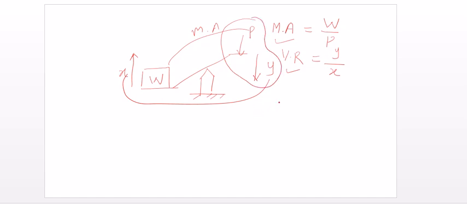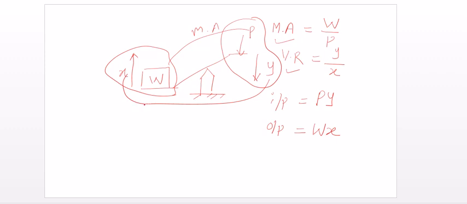Third is the input, which is the product of the effort and the distance moved by the effort. Second is the output, which is the product of the load to be lifted and the distance moved by the load, W into X.